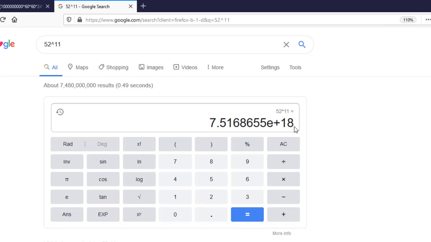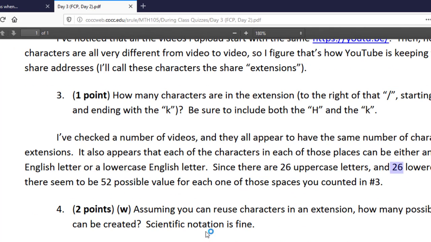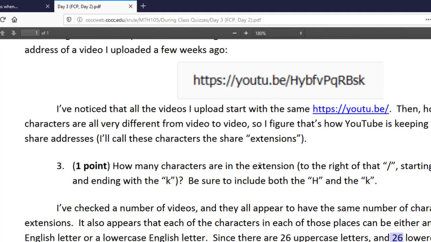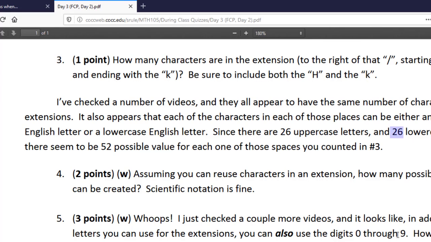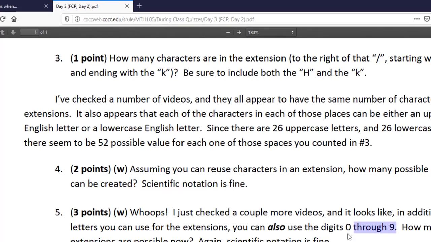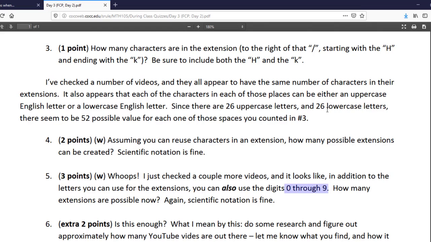It's still one of those things that's hard to name. I think that's probably in the quadrillions, but I'm not entirely sure. Maybe quintillions. Doesn't matter. It's huge. It's a huge number. And as a matter of fact, it's wrong because as I Googled around more, as I YouTubed around more, I noticed they also are using digits 0 through 9. Not just upper and lowercase letters.